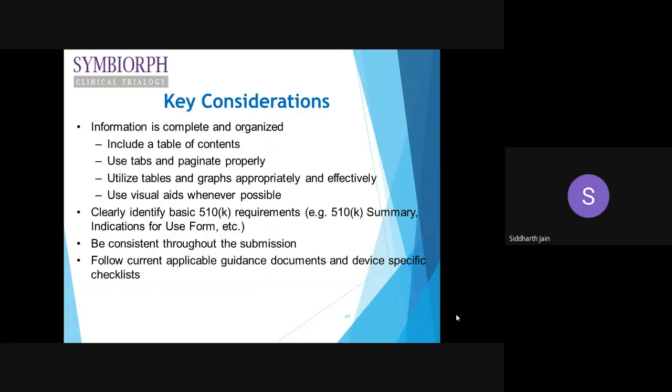Follow current applicable guidance documents and device-specific checklists if they are already available from the US FDA. So these are a few other considerations.